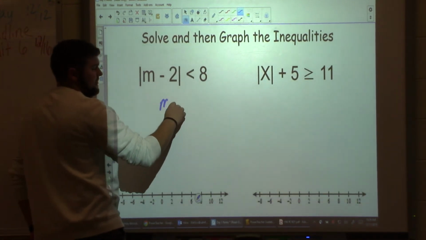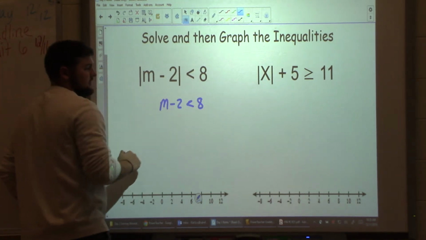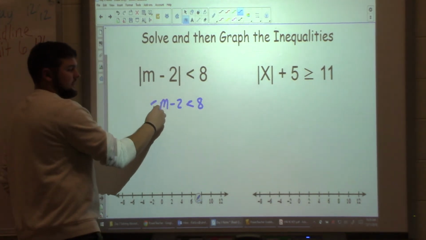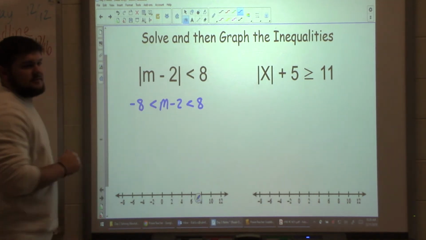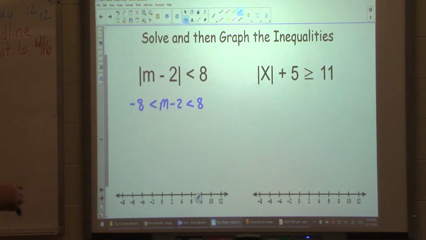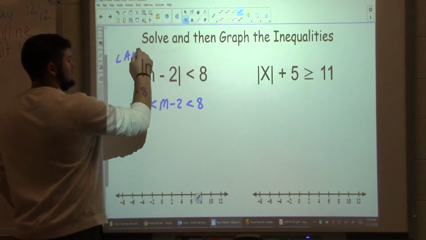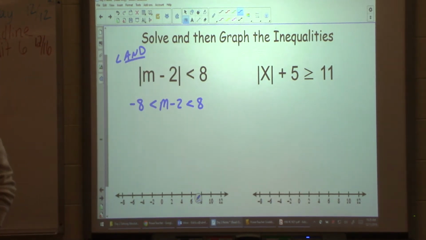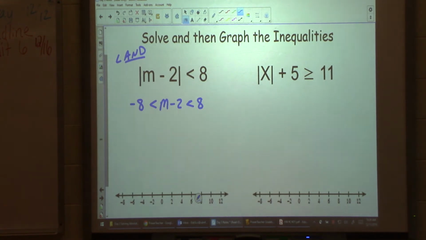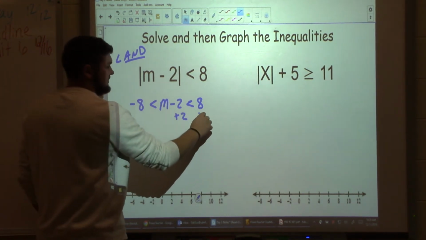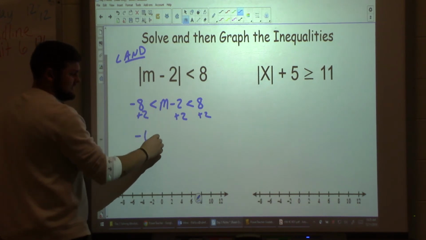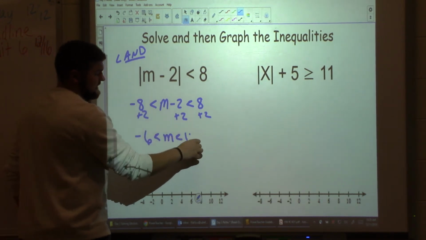To change it, I have m minus 2 is less than 8. Same sign on the other side. And it makes a -8. An and statement turns into a compound inequality. Now that my absolute values are gone, guys, when you change it to the and or the or statements, the absolute values go away. That's why we do it. Now we can solve. Alyssa, what should I do to solve? Add 2. Good. Add 2 to all the sides. Negative 6 less than m less than 10.